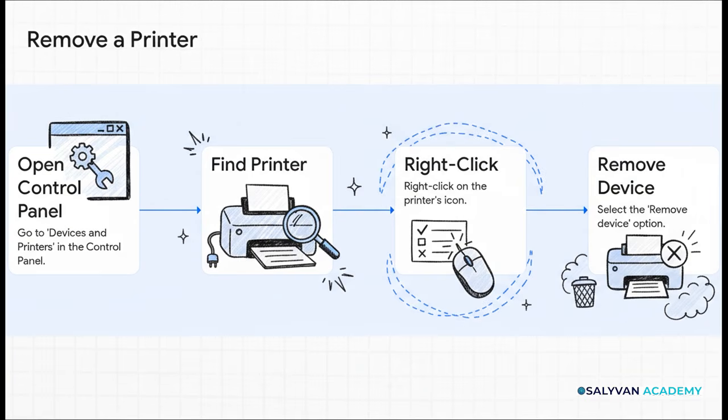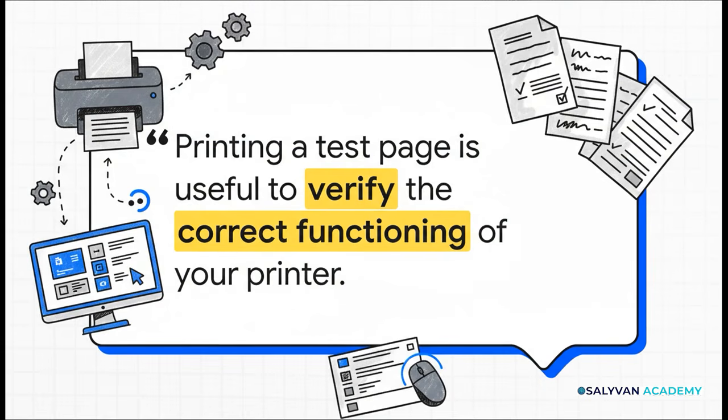And what about that old printer you don't use anymore? Getting rid of it is just as easy. You just need to find the old school Control Panel, go to Devices and Printers, find the one you want to ditch, right-click on it, and choose Remove Device. Nice and tidy.